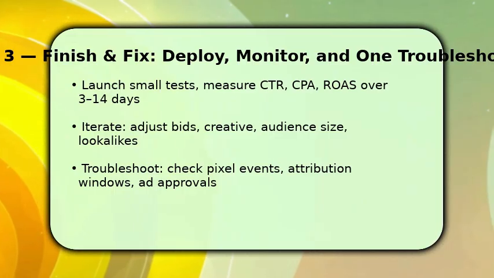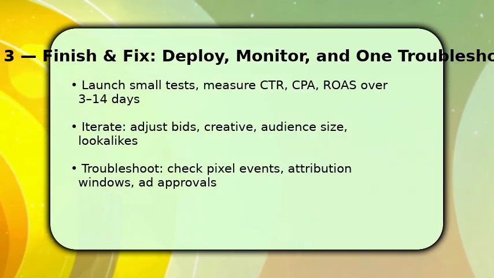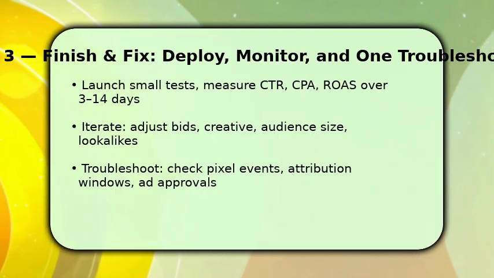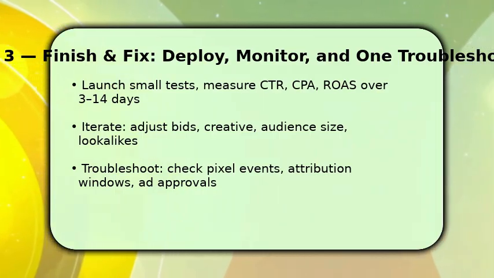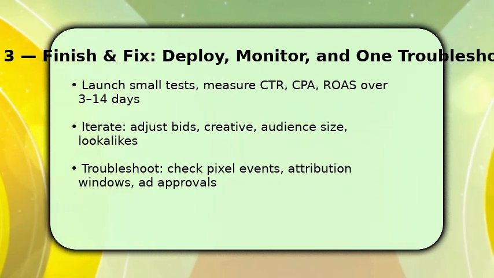If things go wrong, first check Pixel event health, attribution windows, and ad approvals. These are the common culprits. Finally, make sure to document changes and retest. Continuous cycles deliver the best retargeting outcomes.